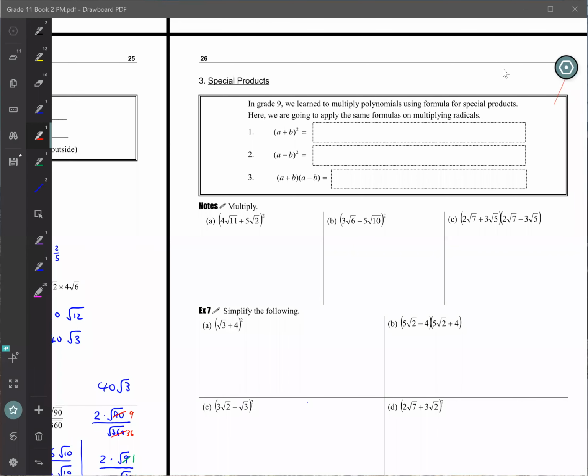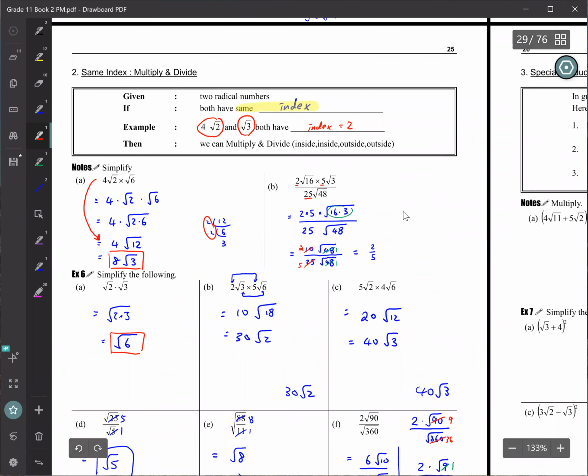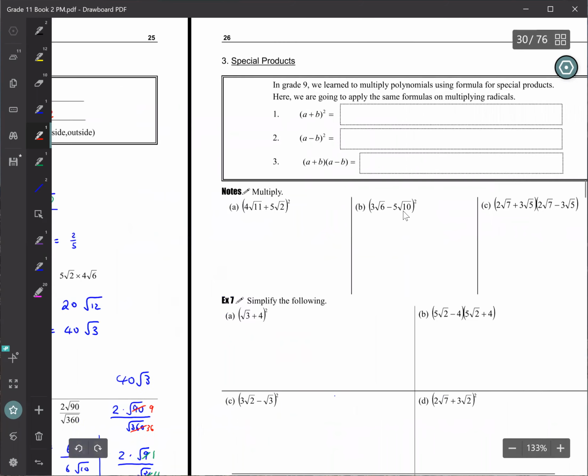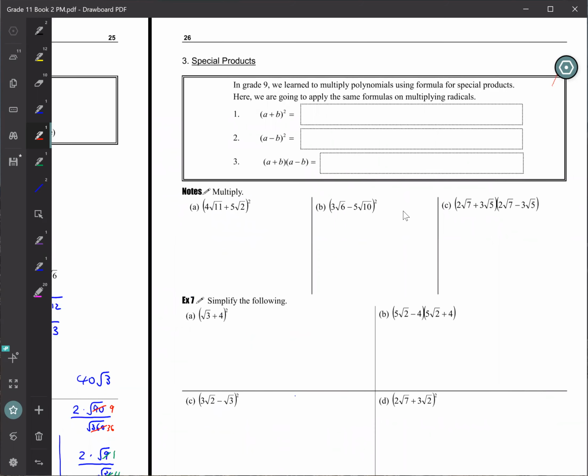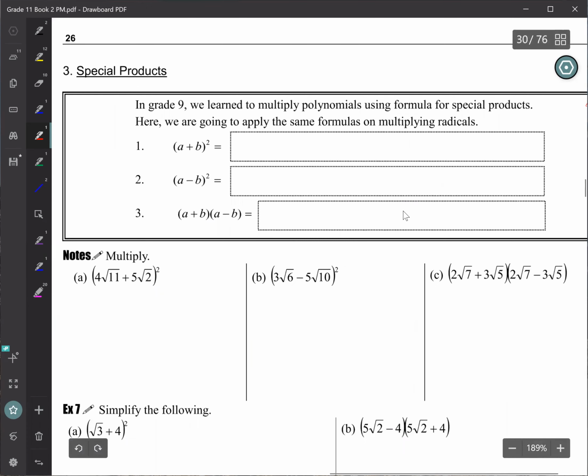So page 26, before that, let's quickly talk about what we did. Last time we said when you multiply, you take outside number times outside number, inside times inside. So we're going to extend that idea to some special products, which will be helpful for our next section. The first one is (a plus b) squared.